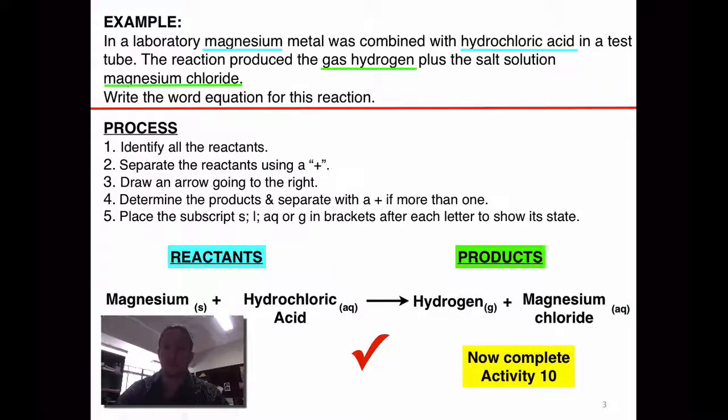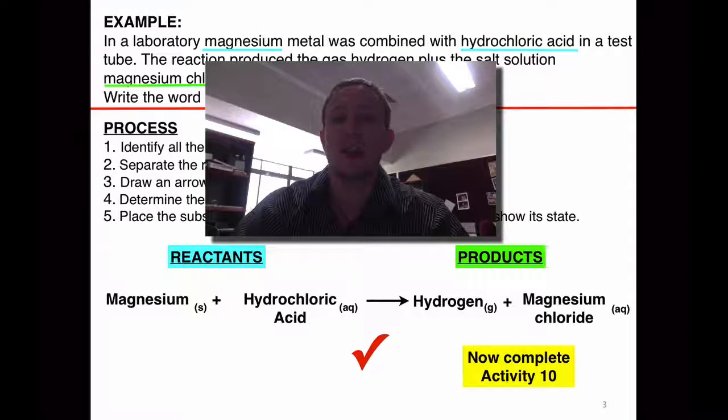It's that simple. Okay, so now have a go at practicing these skills by doing activity 10. This will take you through a variety of different reactions. All you have to do is to follow the process as shown above. Okay, join me for the next activity where we're going to talk about how we turn this into a chemical equation. Thank you for listening.